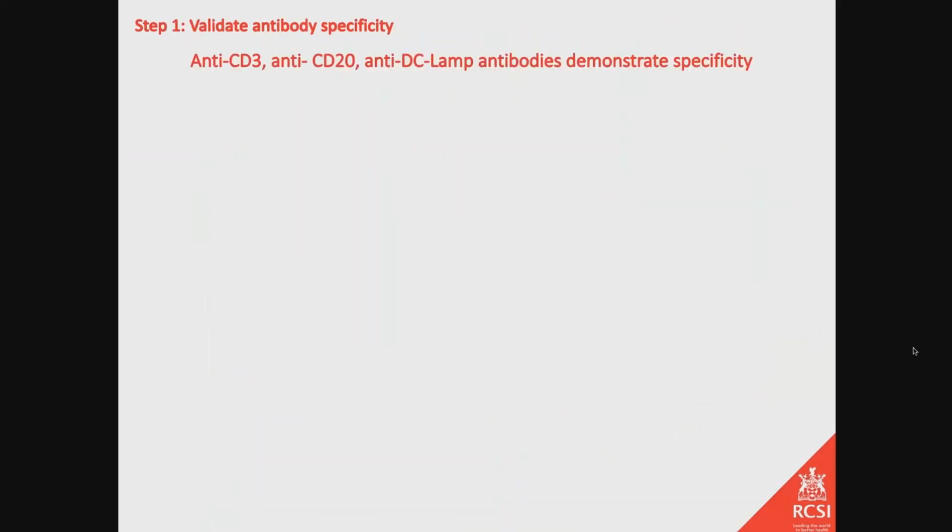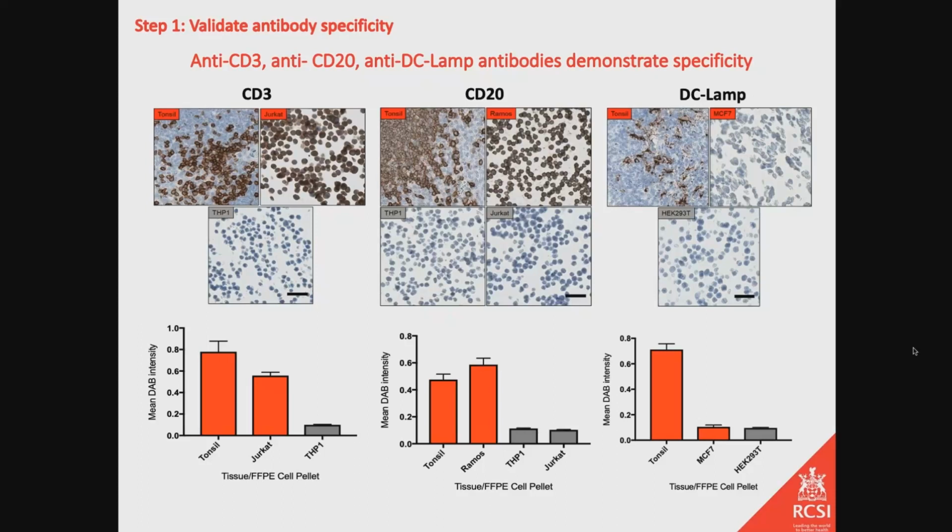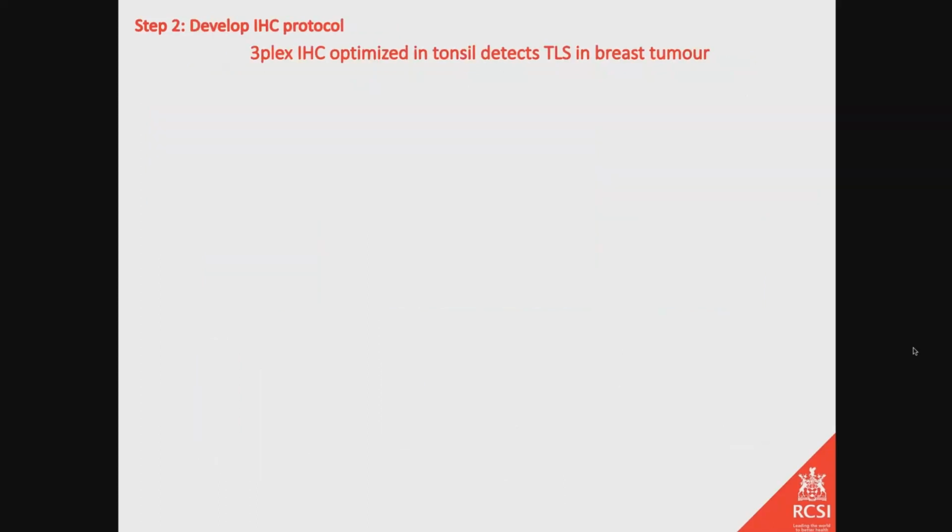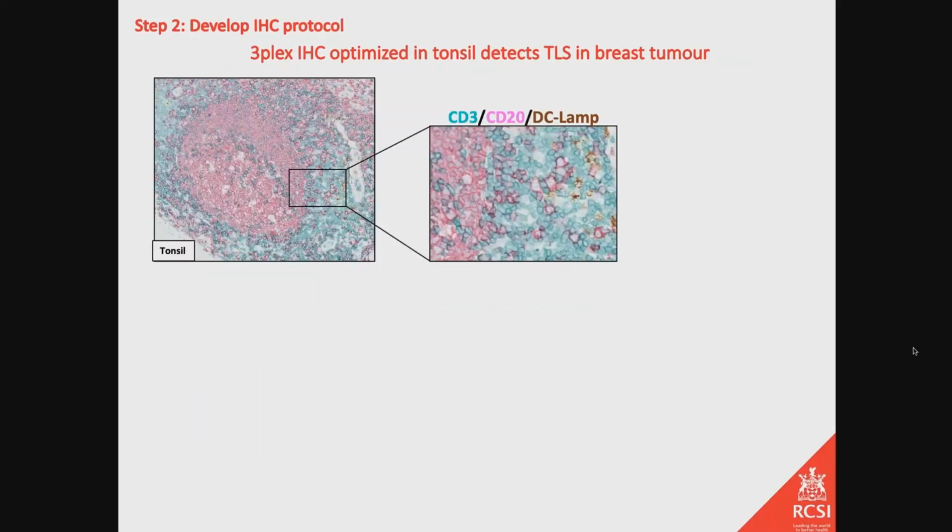So for the TLS panel, I validated specificity of anti-CD3, CD20, and DC lamp antibodies. We can see that the positive controls in red show clear staining, while the negative controls shown in grey don't have any staining, thereby demonstrating that they're not having any non-specific binding. So then I was happy to optimize the IHC protocol, and we do this using tonsil tissue. It's a secondary lymphoid organ, and therefore it expresses all of the markers of the different panels.